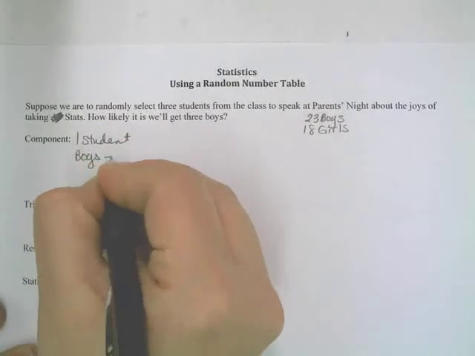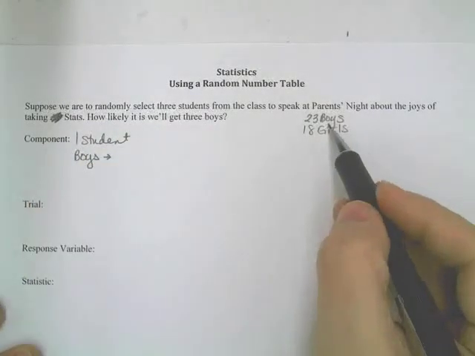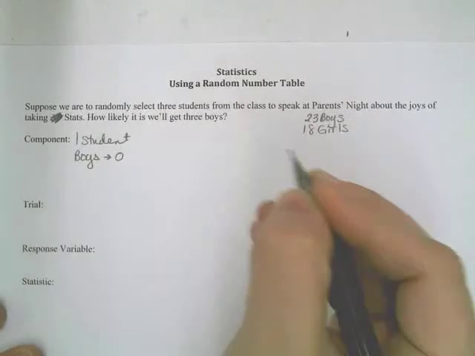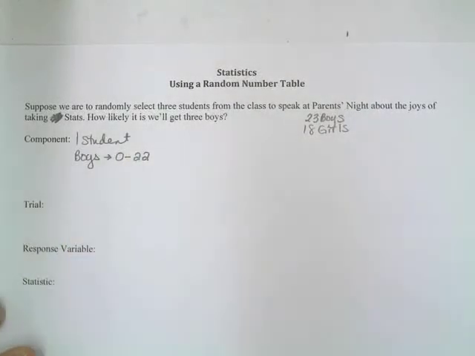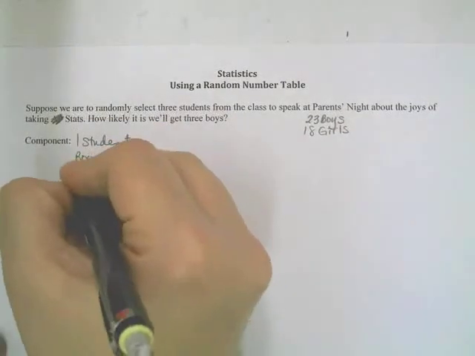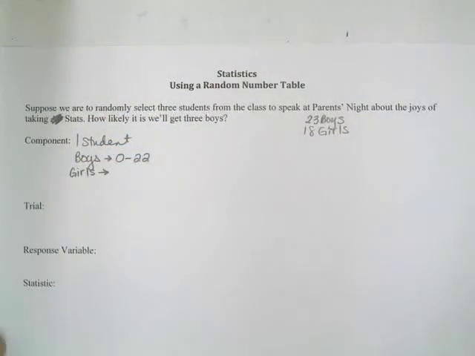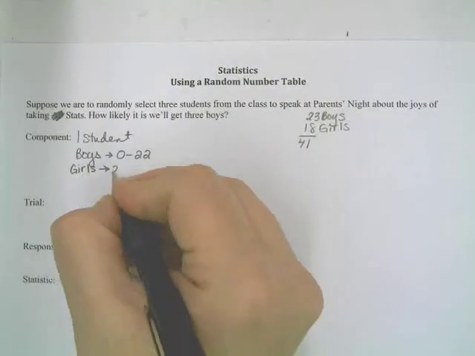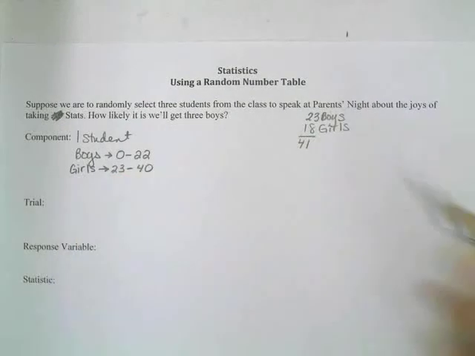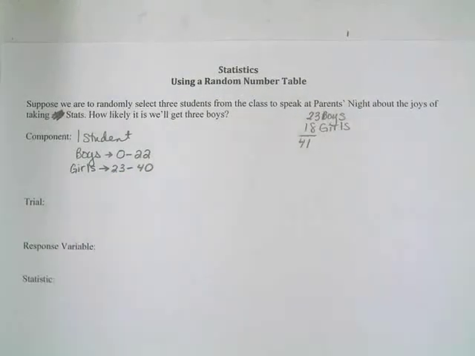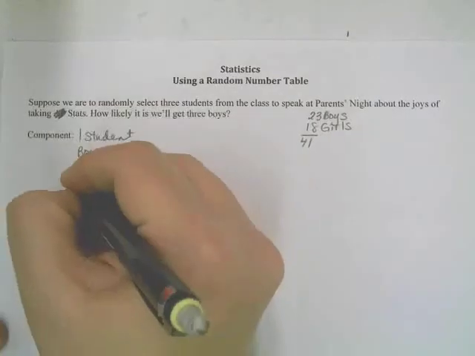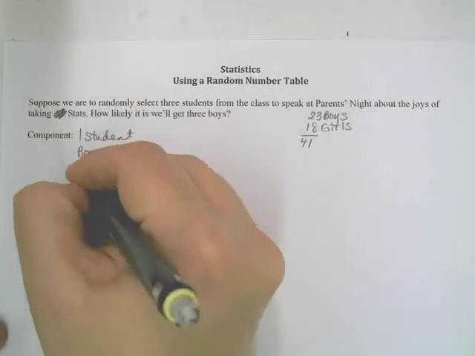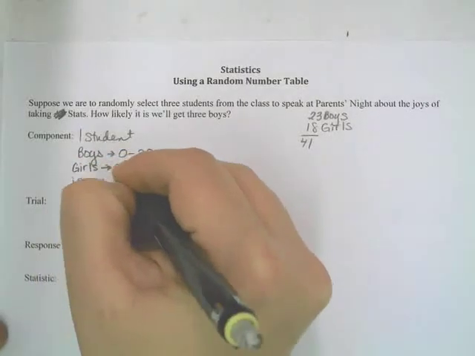Now, since there are 23 boys, I'm going to list the numbers 0 through 22. Because remember, we're going to start at 0. Now, for girls, I know that I'm going all the way to 41. So what I can do is I could just say that this goes from 23 to 40. Remember, it's always 1 less than what it actually is because we're including a number in front of it. And then the numbers we ignore are 41 to 99.